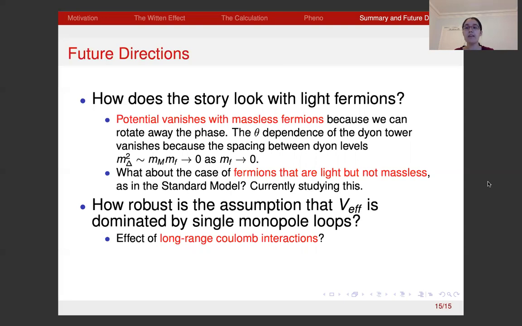But what happens in the limit where fermions are light but not massless? We don't exactly yet understand how this works. So that's a current direction of research. Another question we might like to understand is how robust the assumption is that V effective is dominated by single monopole loops, because we haven't really discussed the effect of long-range Coulomb interactions. We expect they're probably subdominant due to the fact that we're working at weak coupling, but we'd still like to explore this more. So those are some current future directions that we're working on.